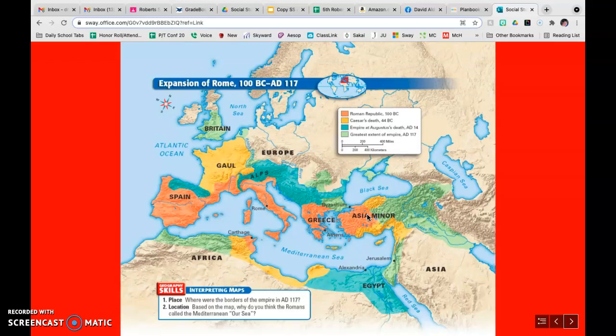And then at Caesar's death, all of this in gold was added to it. Augustus's death in AD 14 would have been this tealish color added. And then the greatest extent of the empire would have included all of this in the light green as well. So all of this that you see colored would have been the Roman Empire by the year AD 117.